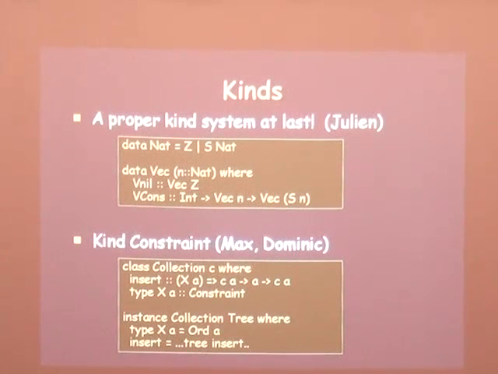Now, second thing which I think you'll like is that it's nearly done, a proper kind system at last. Remember all those times you've written data Z, data S of a? Just lots of different data type declarations that you think of as being a kind, an algebraic kind. Well, now you can say this kind of thing.